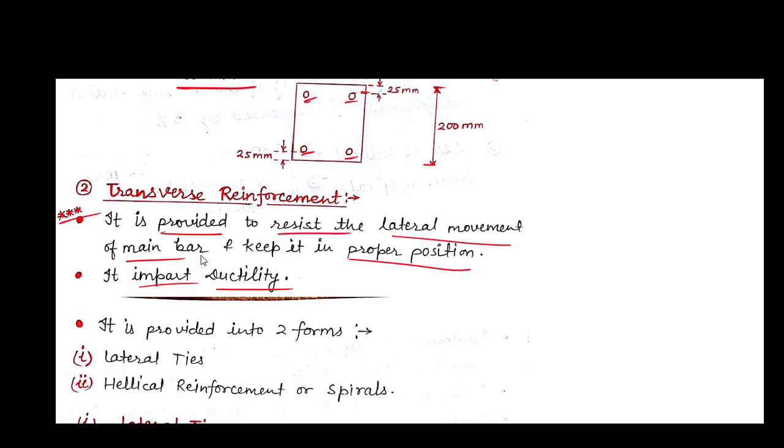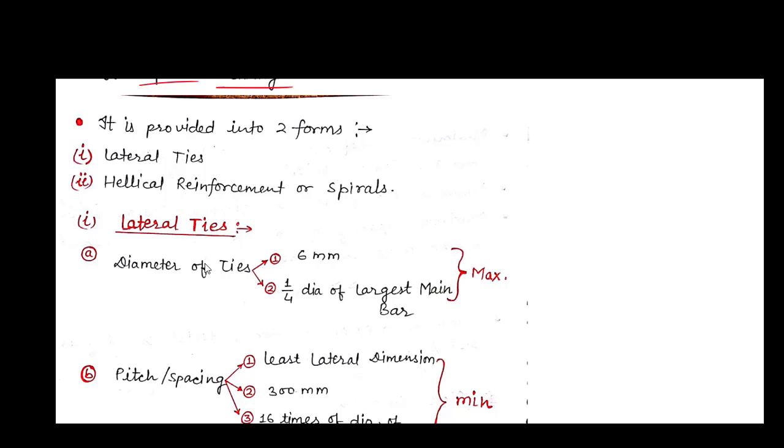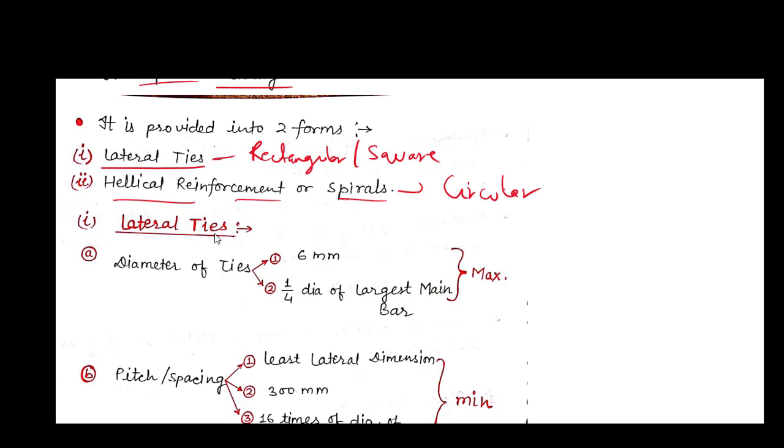These are provided in two forms. The first one is lateral ties and the second one is helical reinforcement or spiral. Lateral ties are generally provided for rectangular and square columns, and helical reinforcement or spirals are provided in circular columns. It is very easy to remember. So the first one is the lateral ties.